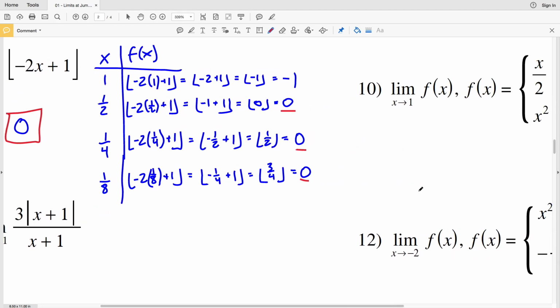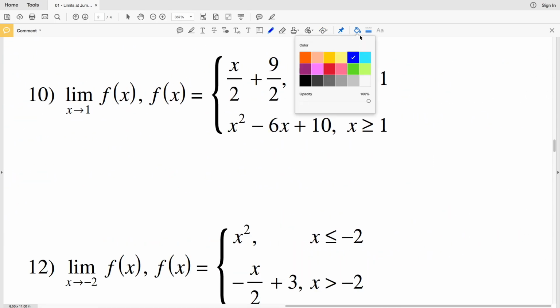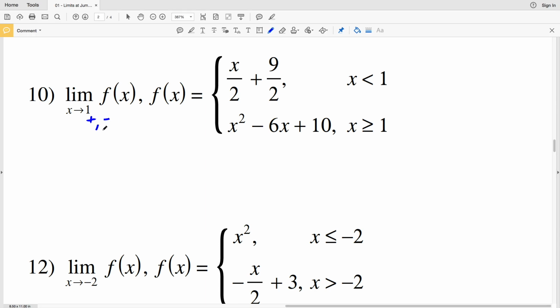Let's move on to number 10. In number 10, we have the limit of f of x as x approaches 1. So we need to double check this from both the right and left. So we'll start by plugging 1 in for this first piece, and then we'll plug 1 in for the second piece and see if those limits are equal.